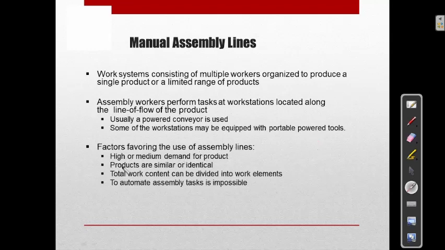The main factors favoring the use of assembly lines are high or medium demand for a product, and products that are similar or identical. The total work content can be divided into work elements. Then automating the assembly task is impossible here.